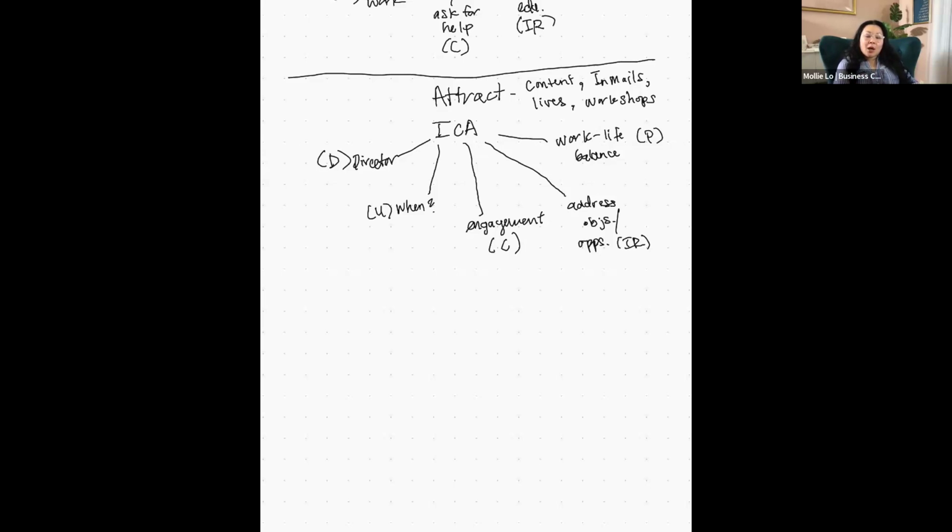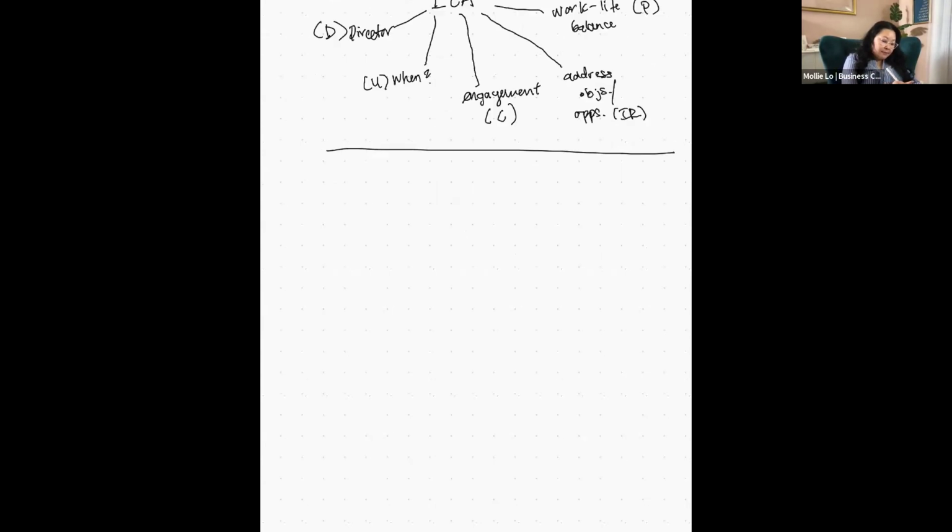Moving right along. Next bit here is we are going to talk about collaborating.